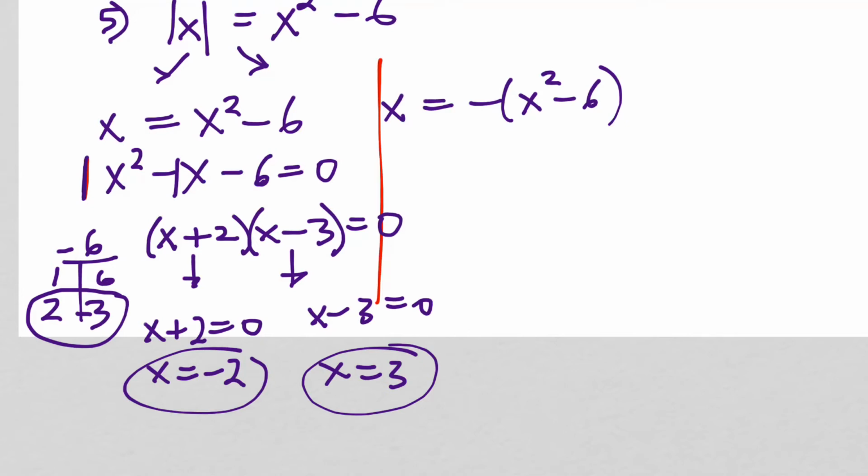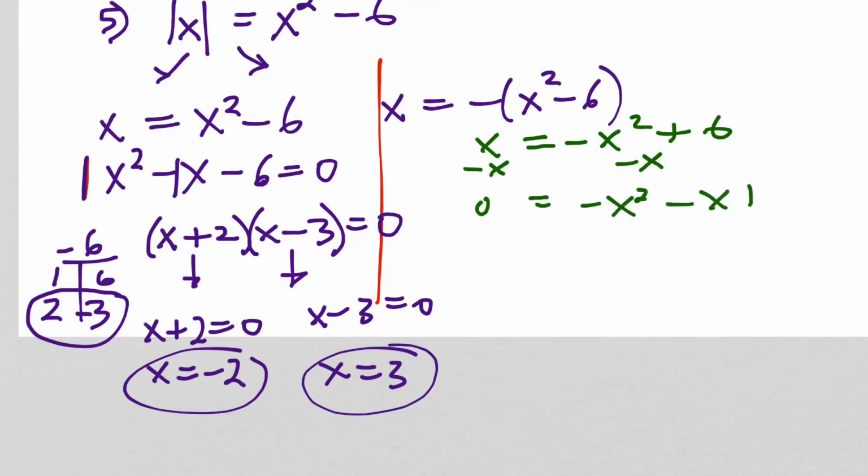All right. Now we got to check at the end to make sure they satisfy the original equation. But let's go on to the other side now. All right. So let me do it in green. So I've got x is equal to negative x squared plus 6. All right. So I'm going to put the x over here. So I've got negative x squared minus x plus 6 is equal to 0. All right. So let's just put the 0 on the other side so it looks better.